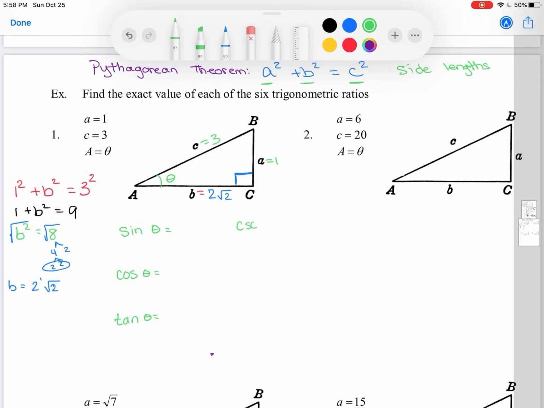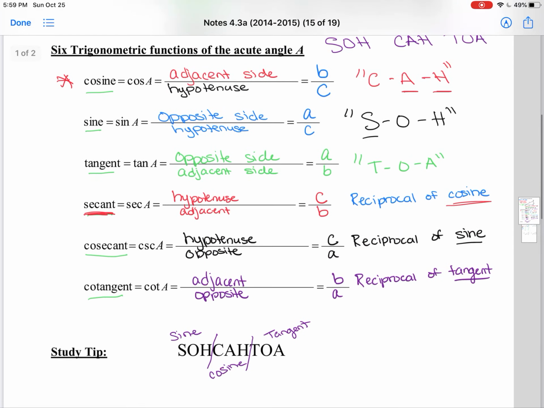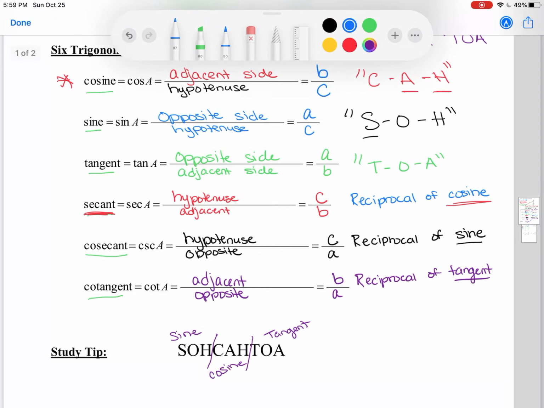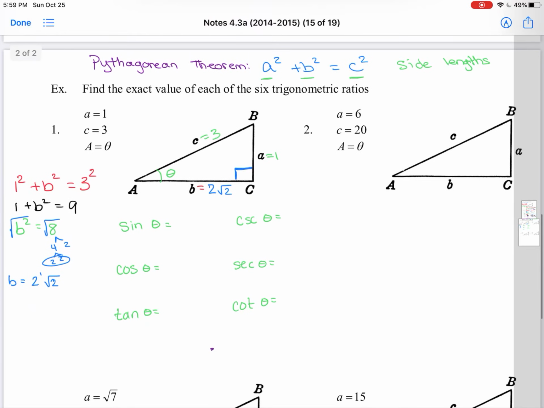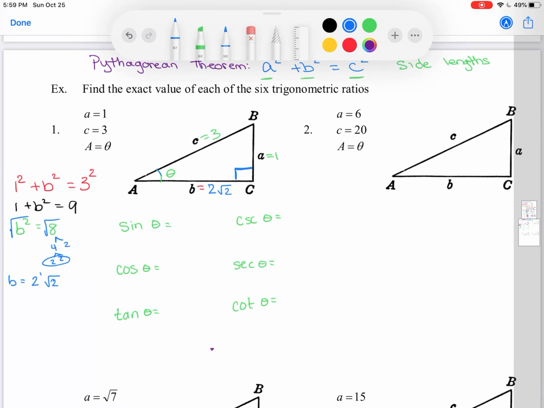So sine theta. And I'm just going to write them all first, just so that I know what I have to fill in as I go. All right. Sine goes with cosecant. So I'm going to keep those in line with one another so that helps me later. And then cotangent we will call COT. So cosecant is CSC, secant is SEC, and cotangent is COT. All right, so let's get started. Again, if you need that reference on the front page, by all means, please use that.